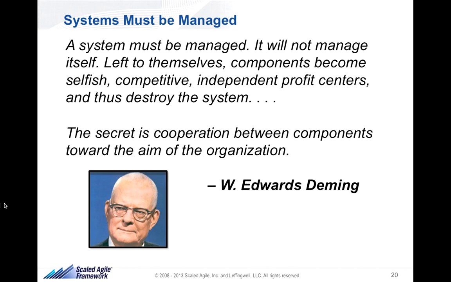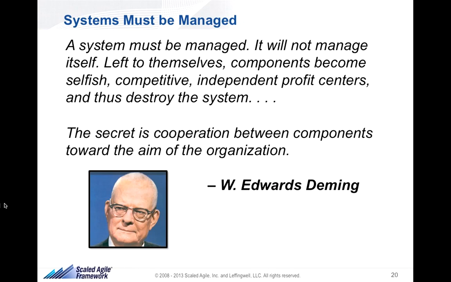But guess what? We're building big systems, and there's actually 2 systems at work here. And what we know, we've always known this, at least from Deming's days, is that systems don't manage themselves. Left to themselves, components become selfish, competitive, independent profit centers, and thus destroy the system. And there's 2 interesting systems at work here. There's the subject system, the system we're building, and the components of that system will become selfish, right, unless that's managed. And there's the enterprise system itself that builds that. So that team or that program will also become selfish unless we as managers have a role in optimizing that.